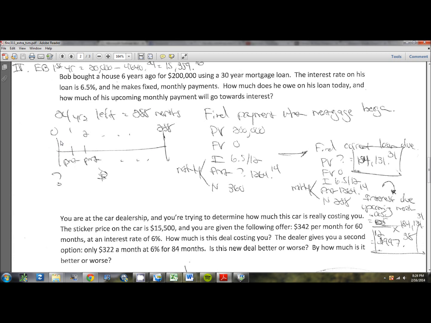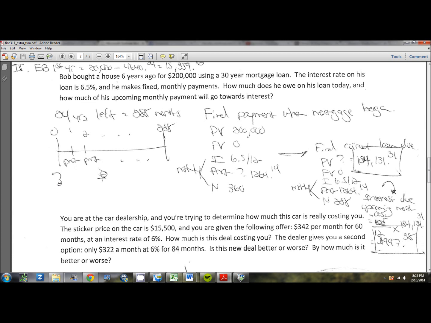The first thing I did when I took a look at this problem was construct a timeline to show me where I'm at and what I need to figure out. So if this is now, there are 24 years left, or 288 months, until this loan has been fully paid off. He's going to make regular payments. We don't know how much that is, but he's making regular payments, as the problem says right here. How much does he still owe on his loan?